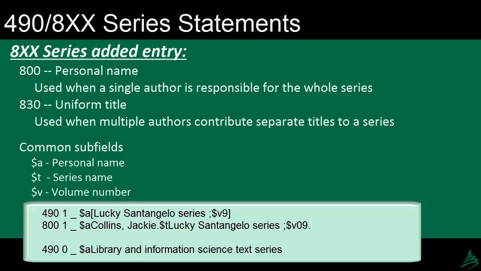If there's not an author, you would use an 830, and in that case we would have an 830 that just showed Lucky Santangelo. And I don't know if I have an example of that or not. I don't think I do.